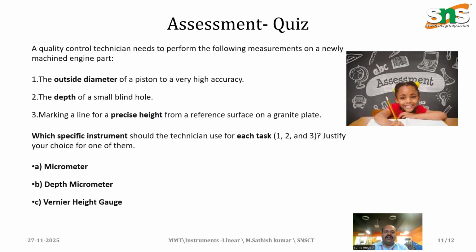And we have a small assessment here. A quality control technician needs to perform the following measurements on a newly machined engine part. The outside diameter is measured with high accuracy with the help of a micrometer, the depth of the blind hole with the help of a depth micrometer, and precise height is measured by a Vernier height gauge. It's an explicit quiz. I hope you all understood the importance of these three instruments.